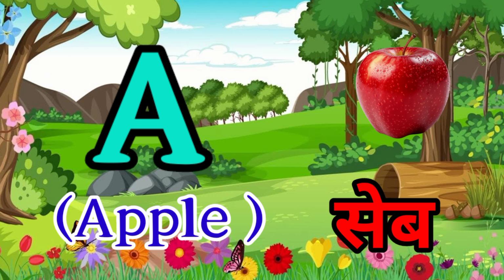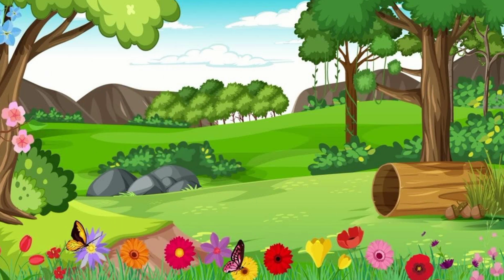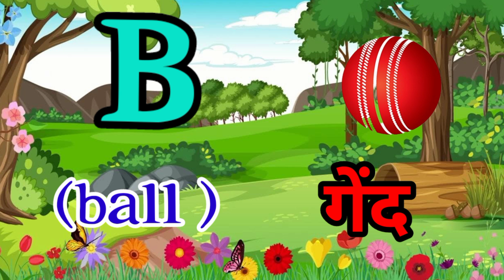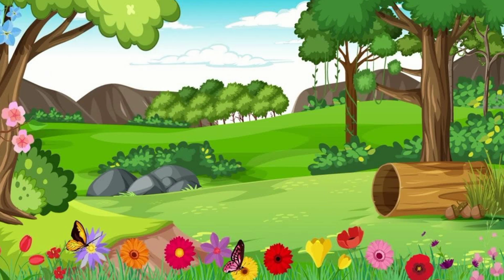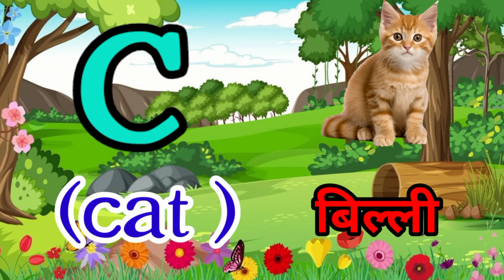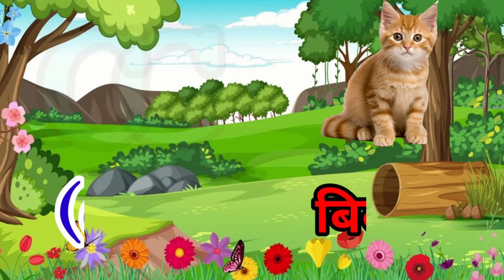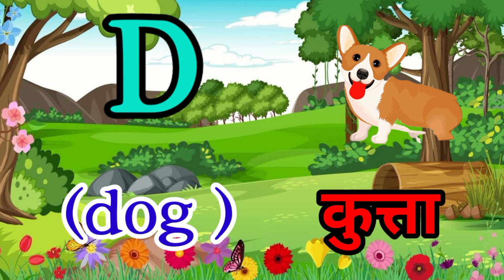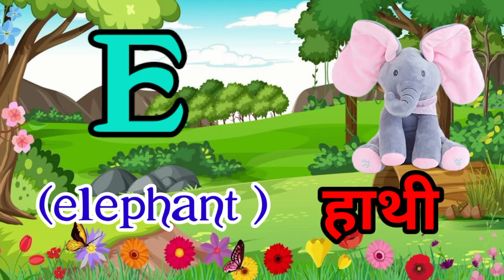A for apple, apple means save. B for ball, ball means gain. C for cat, cat means billy. D for dog, dog means kutta. E for elephant, elephant means hathi.